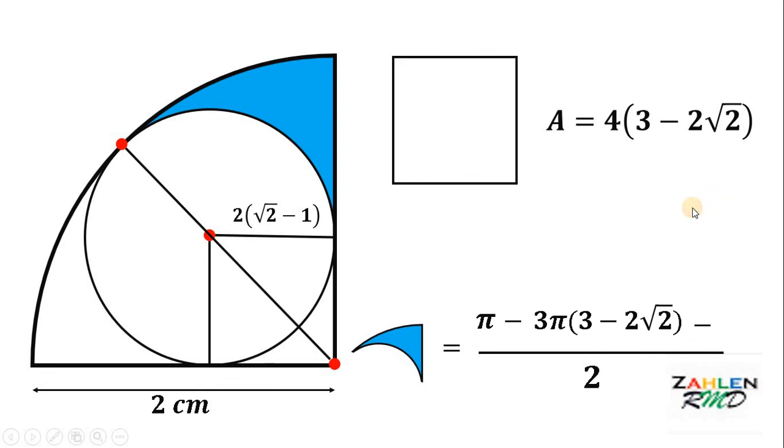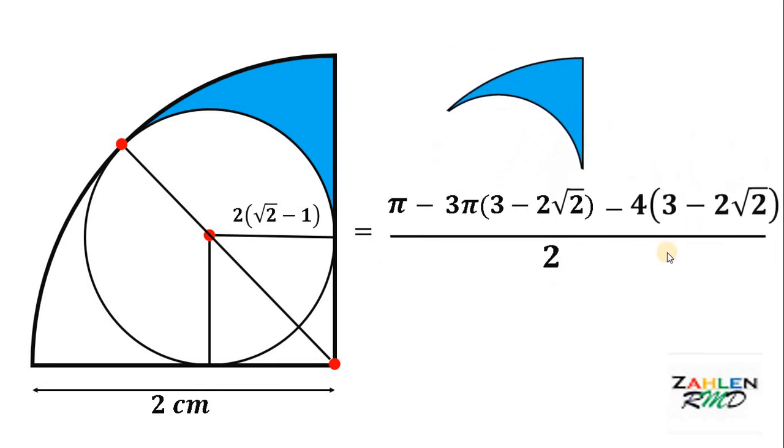Therefore, the area of the shaded region must be equal to pi minus 3 pi multiplied by 3 minus 2 square root of 2, minus 4 times 3 minus 2 square root of 2, all over 2 square centimeters, or approximately 0.4191 square centimeters. And as always, we're done.